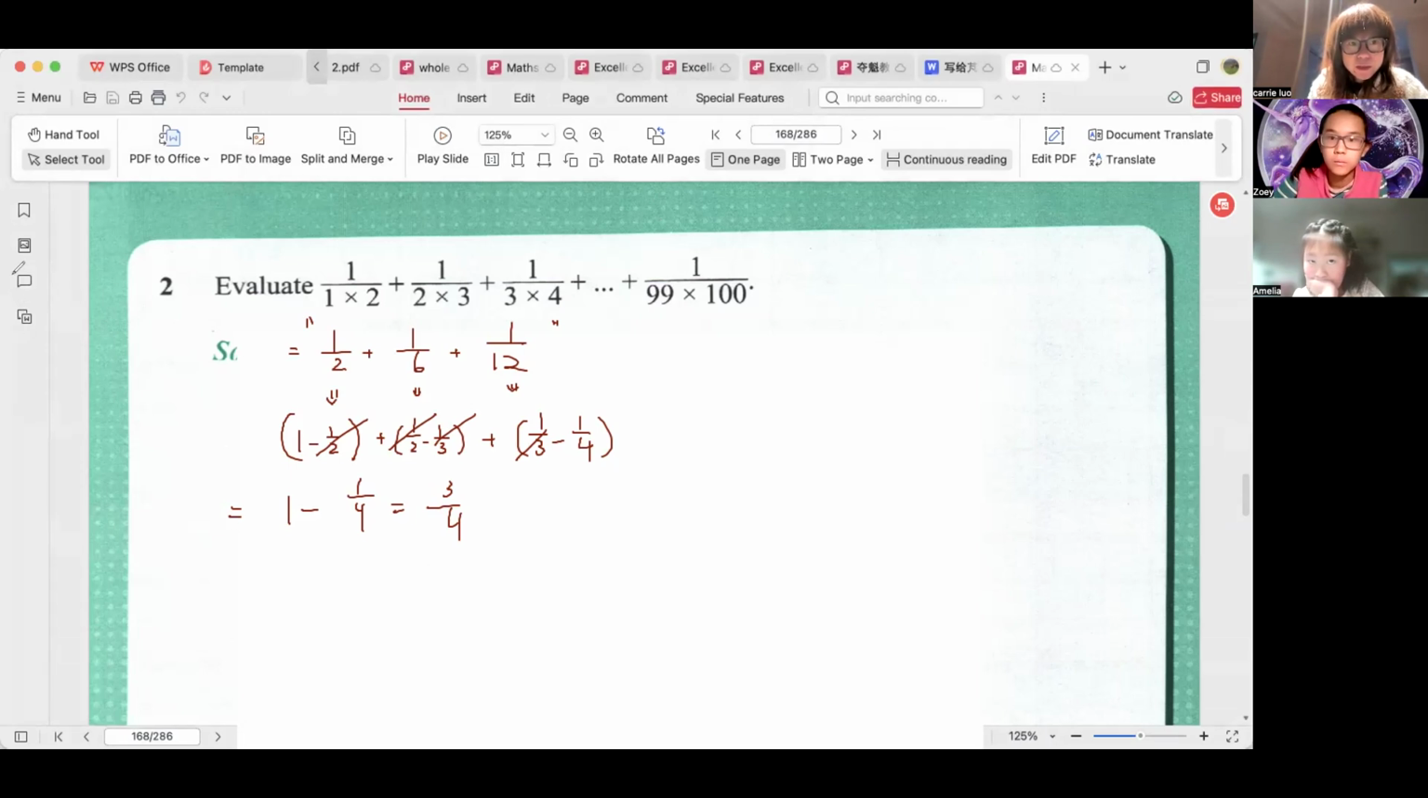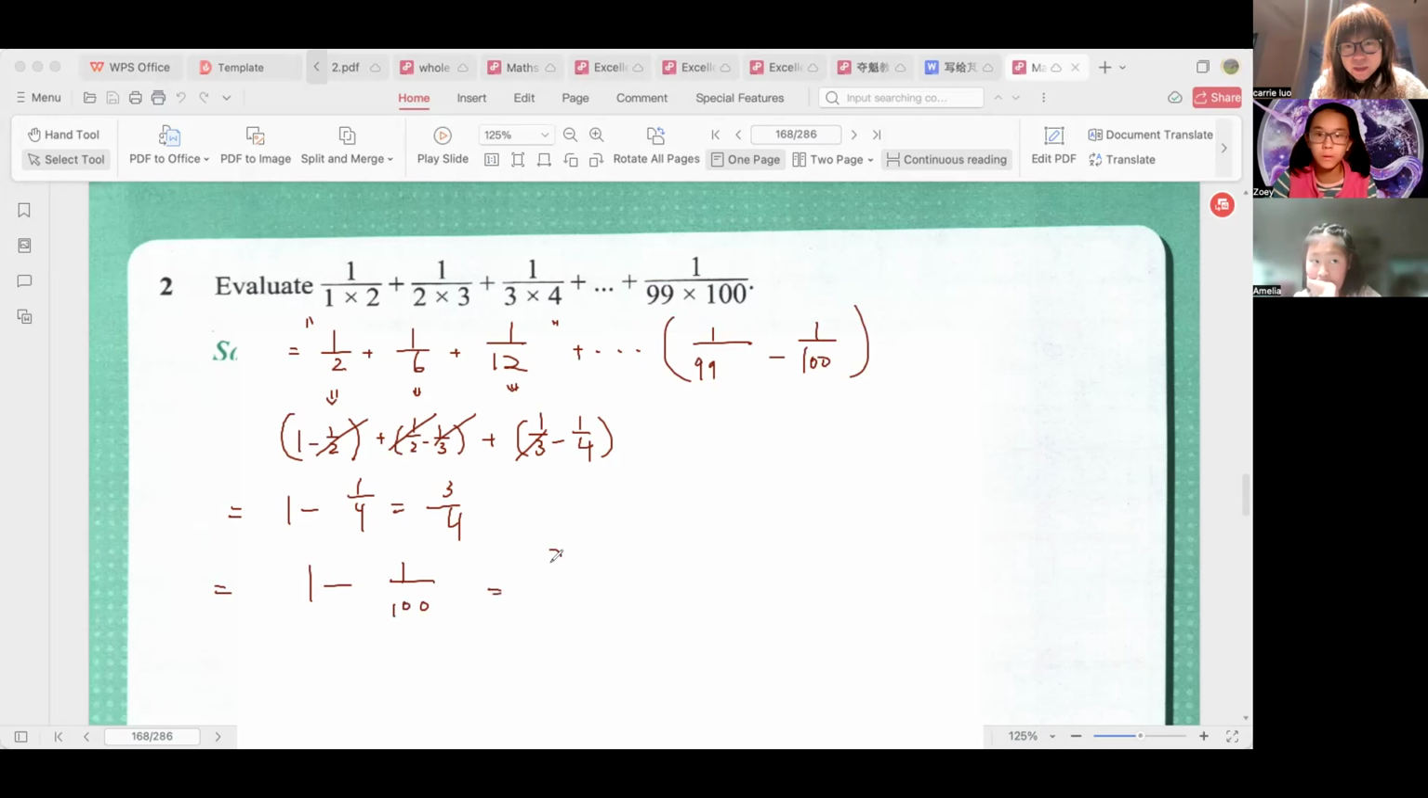This one should be very easy, right? So this one equals what? Equals 1 over 99 minus 1 over 100. Correct? Okay, so all of them are gone. So the answer is 1 minus 1 over 100 equals 99 over 100. Clear?